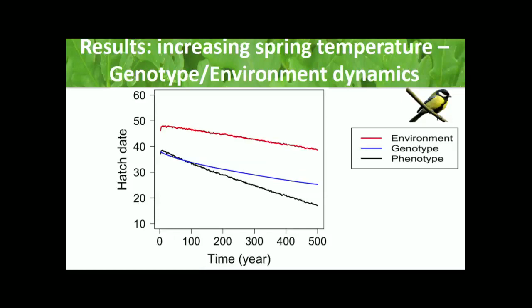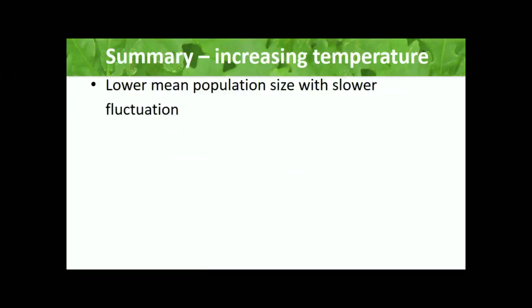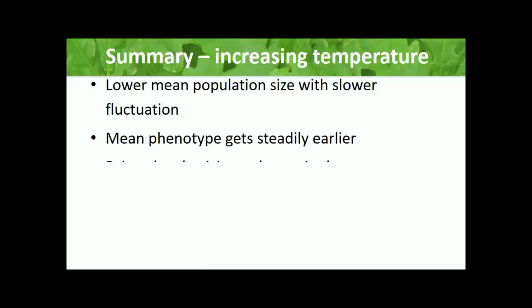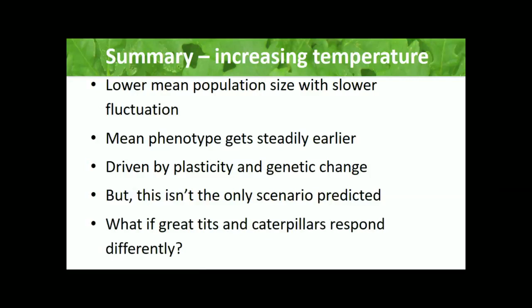So just to summarize from this, there's a lower population size with maybe slower fluctuations under the increasing mean temperature. And the mean phenotype gets steadily earlier, and it's driven by plasticity and genetic change. So this is all very good, but this isn't the only scenario that's predicted for these kind of populations. And I think a key question is, what happens if the great tits and the caterpillars respond differently?